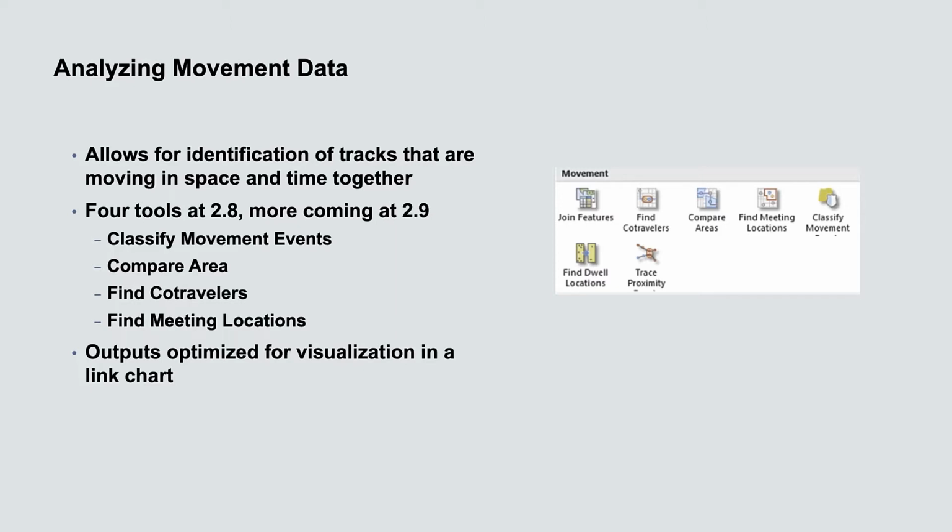And I do want to touch upon one last thing for this. The outputs for all of these movement tools are really optimized for visualization inside of that link chart. What I mean by that is, it does have the feature class output, which is useful, but the link chart is what really allows you to explore these relationships inside this output data set. And we'll show you how to build link charts off of this movement data here in a couple minutes.